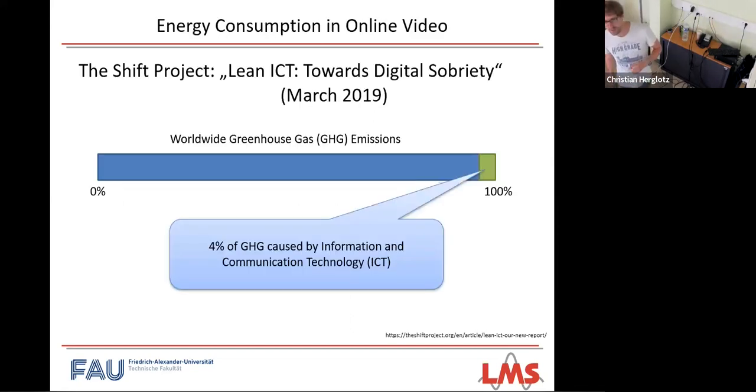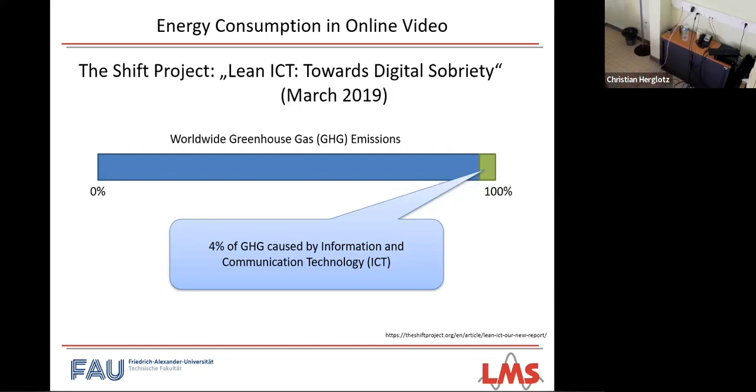So these are some figures that you might have heard before, just repeating them as a general introduction. We have this Shift Project that you might have heard of. It's the think tank from France. And we had yesterday morning a keynote speech by a guy from the Shift Project, which was quite interesting. In one of their studies from 2019, they found out about the carbon emissions caused by ICT.